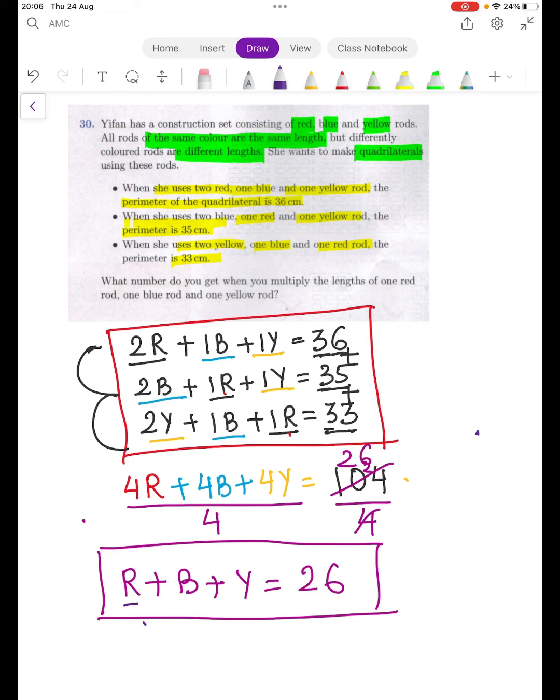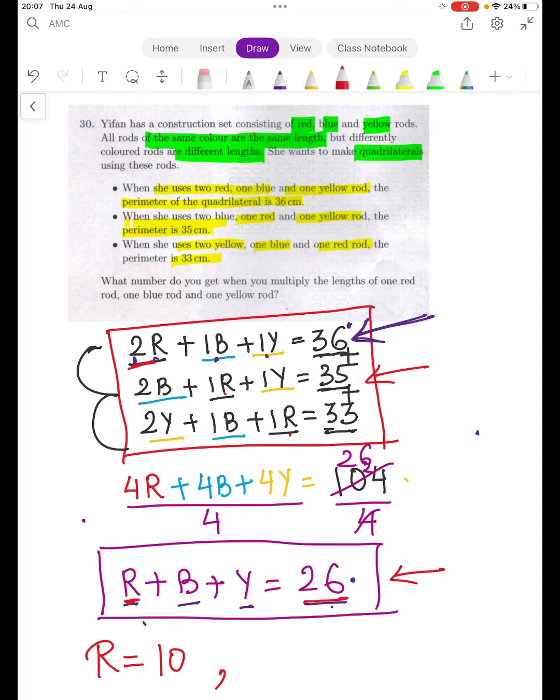Now, if we had 1 red, 1 blue, and 1 yellow, this will amount to 26. But look at equation number 1. It had 1 yellow, 1 blue, but instead of 1 red, it has 2 reds. So if we had 1 red, it's 26. Just adding another red here adds 10 more to the equation. Here is 26, here becomes 36. So of course we can work it out. The red should be 10 centimeters. Here is 26, adding 1 more red makes 2R, and the equation changes to 36.